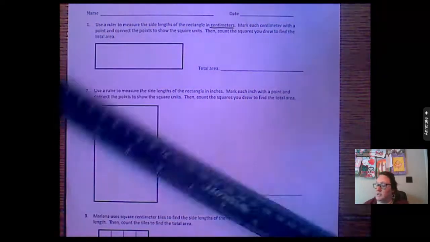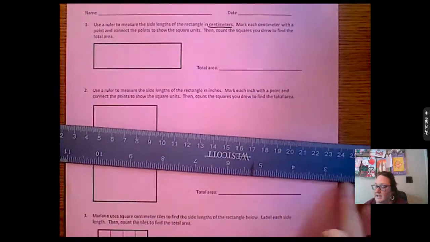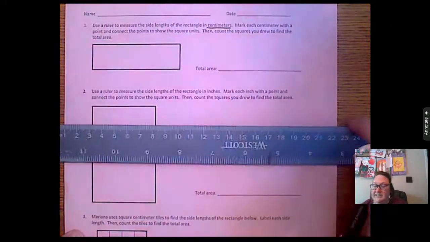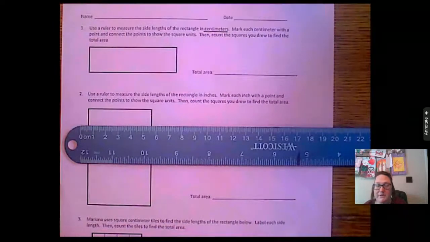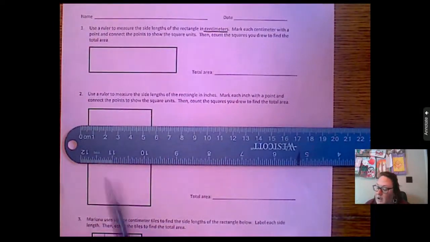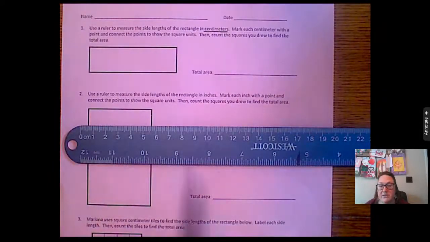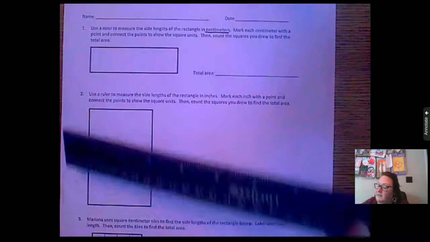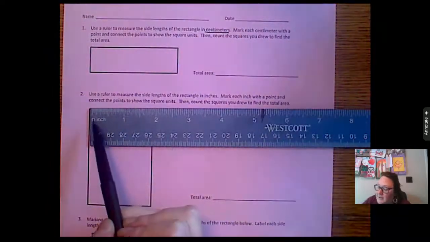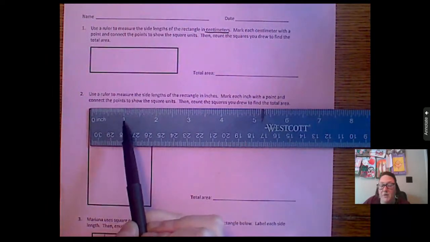So you need your ruler, okay? And it says we're going to measure in centimeters. So on your ruler, if you haven't used your ruler yet this year, if we look where the units are smaller, they're closer together, those are centimeters. And if we flip it and look at the other side, where they're bigger and spaced out, those are our inches.